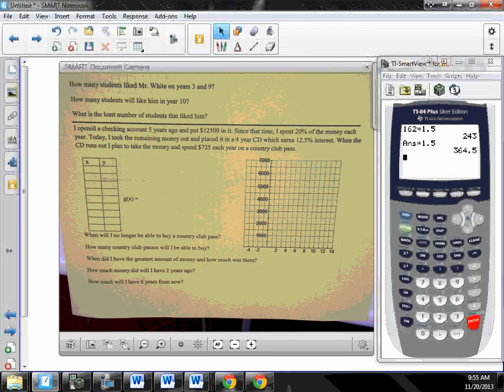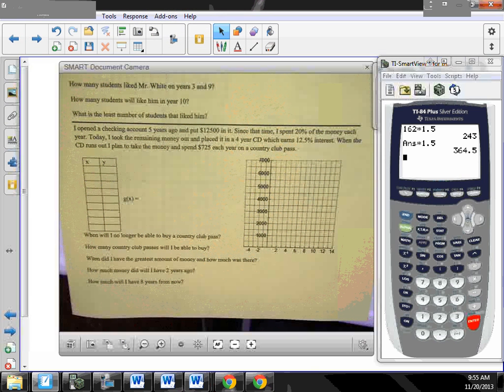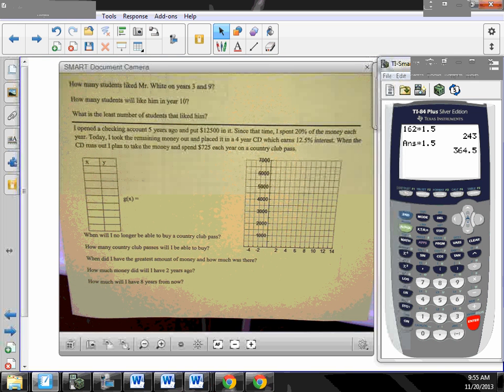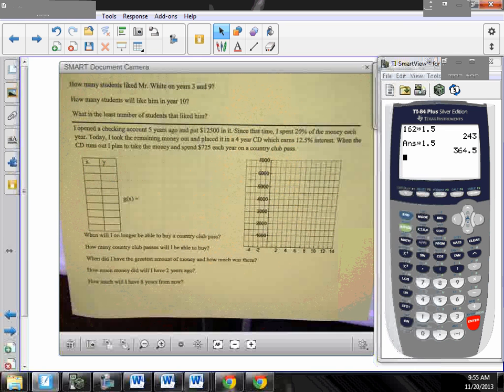Since that time, I spent 20% of the money each year. Today is always year 0. I took the remaining money out and placed it in a 4-year CD that earns 12.5%. When the CD runs out, I plan to take the money and spend $725 each year on a country club pass, which is weird because I haven't been golfing in years, but whatever.